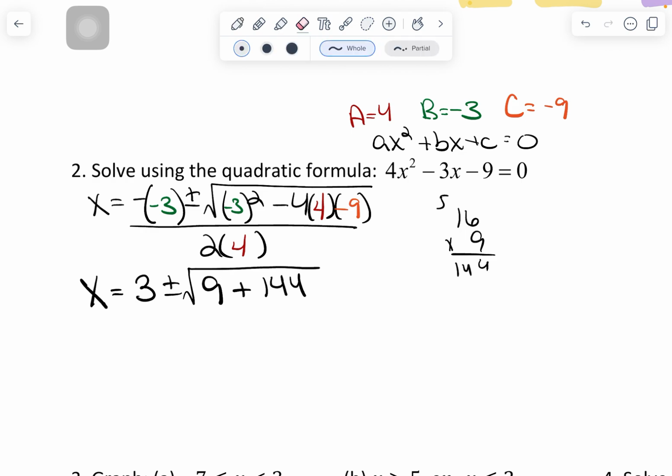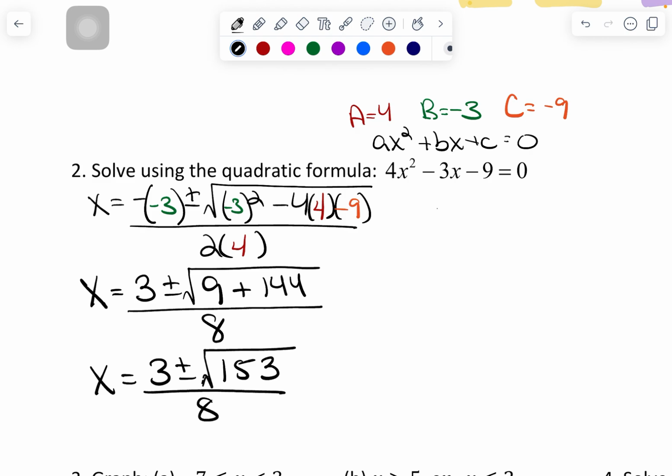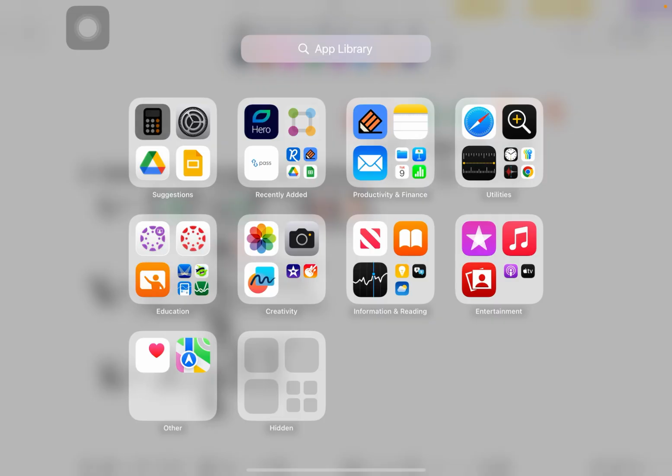If you are able to use a calculator, obviously that's going to make this number a lot easier to find. But just working that out in my head and then on paper is also helpful too. Let's see, 2 times 4 in the denominator is going to be 8. All right, so let's go ahead and work with this 9 plus 144. So x is equal to 3 plus or minus the square root of 153 over 8. Let me grab a calculator here just a second.